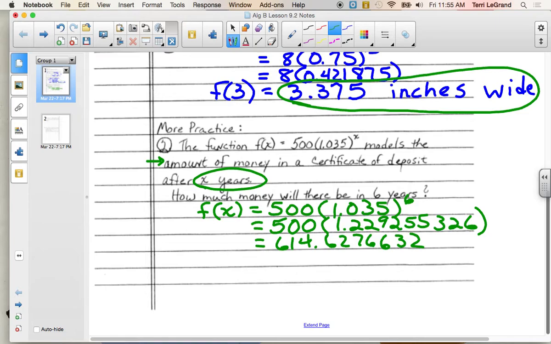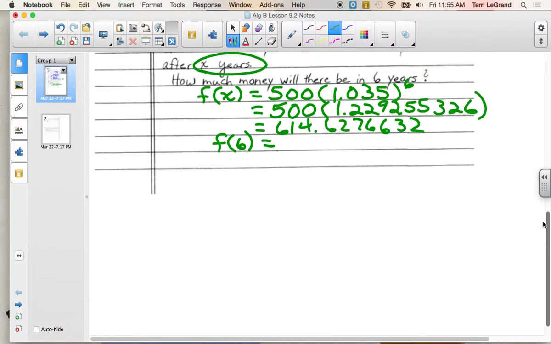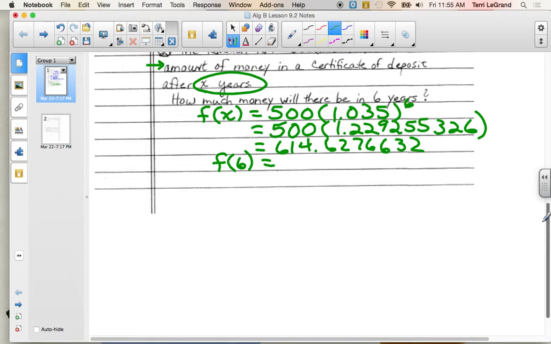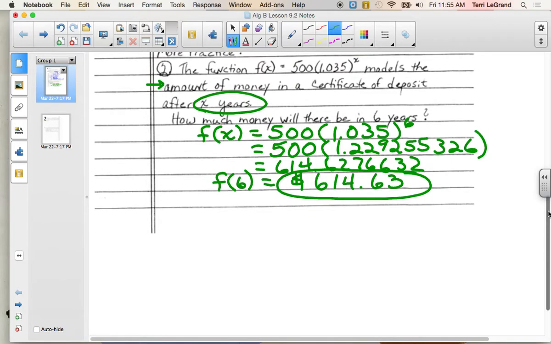So we just found out that f of 6, and remember, f of x is representing the total amount of money, so f of 6 is $614.63. Okay. So that's all you get after 6 years? Well, you know, does anybody think they know what the rate of interest was on this one? Not very high. Yeah, not very much. Okay. Do you think you have any idea what it might be?